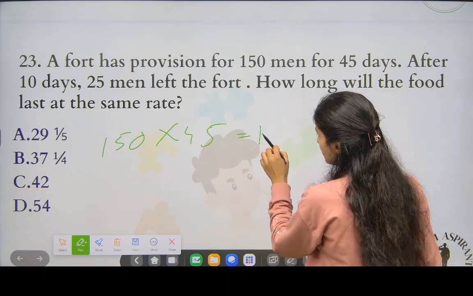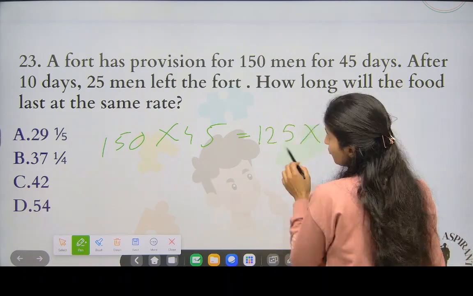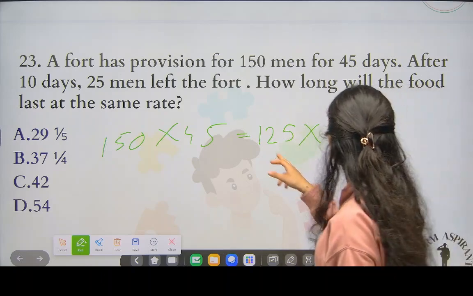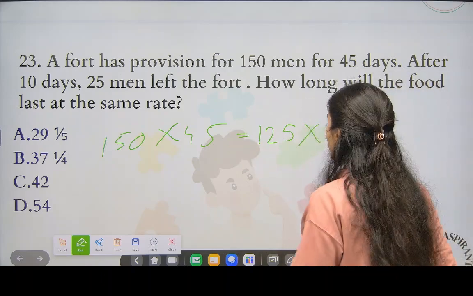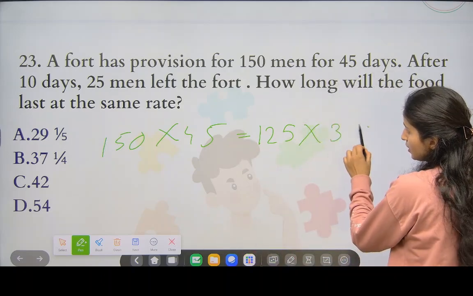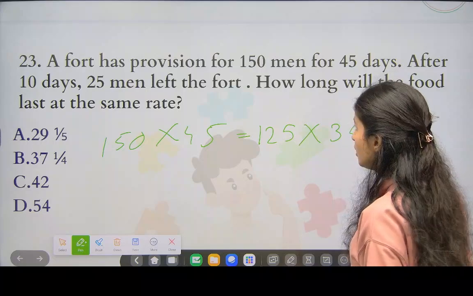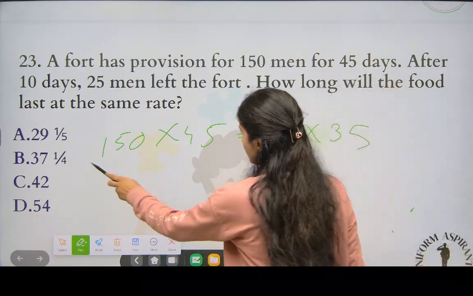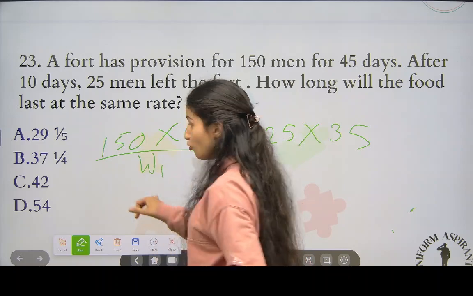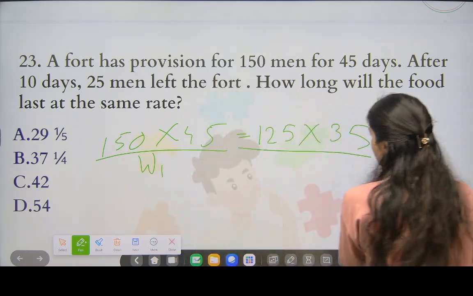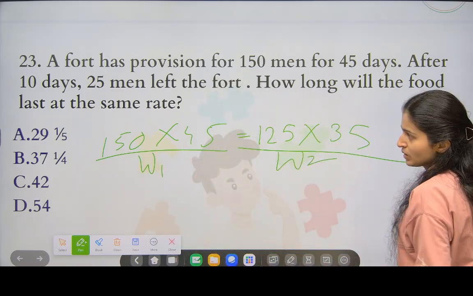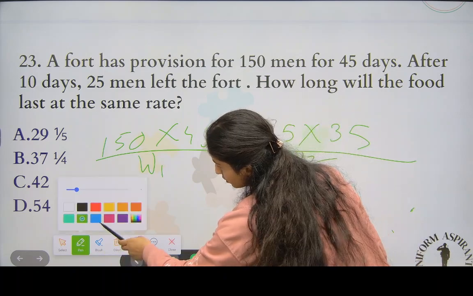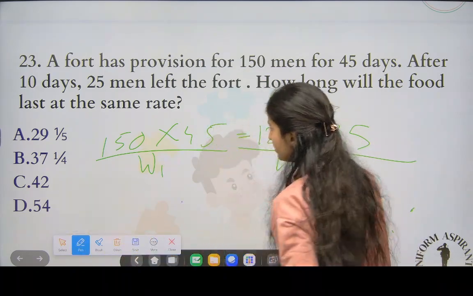25 men left means how many are remaining now? 125. And after how many days? After 10 days. There were 45 days, from that 10 days gone, so how many are remaining? 35. How long will the food last at the same rate? Here it is W1. Before, food was W1, and afterwards food is W2.